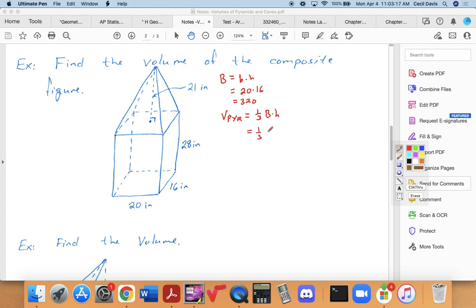So it's 1/3 of 320 times 21. Let's see, 1/3 of 21 is 7. So that's 2100 plus another, so 2240, I think. Someone double check me on that, but I think that's correct.